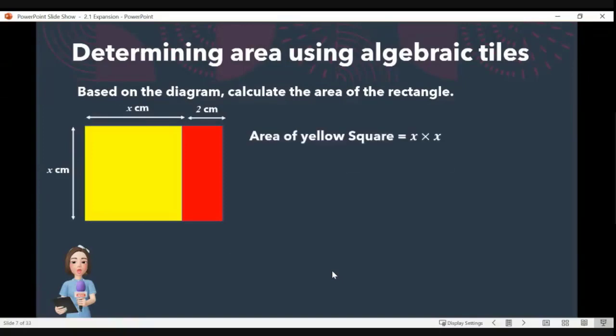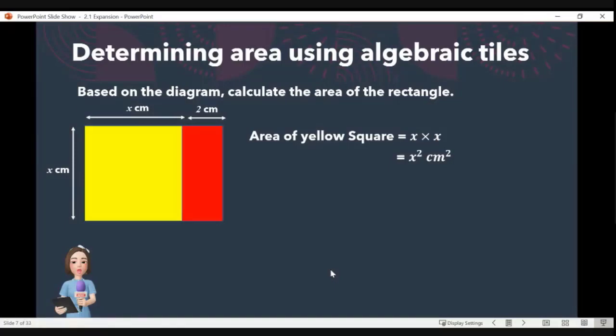For the area of the yellow square, x times x, what's the answer? x squared. Yes, x squared. Just like 8 times 8 is 64. When given a whole number, you can directly give your answer, 64. But when given in variables, x times x means x squared. Not 2x. x times x, or x multiplied by x, is x squared. When you get 2x, that is x plus x, which is 2x. A different thing.